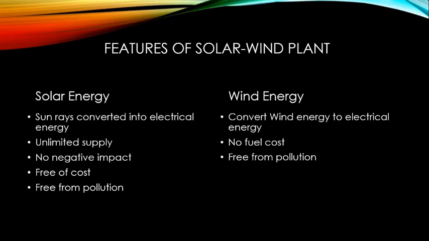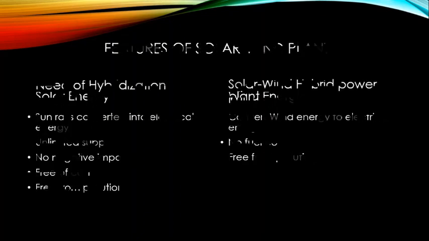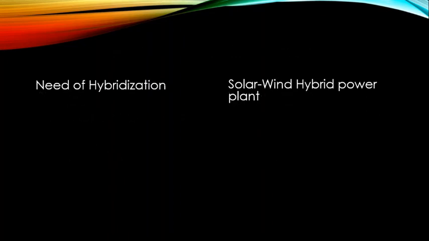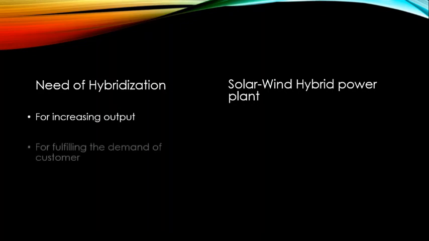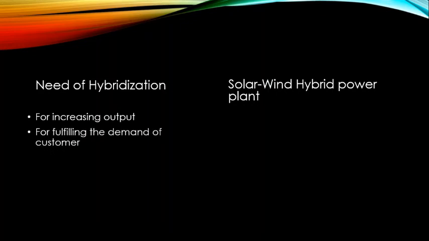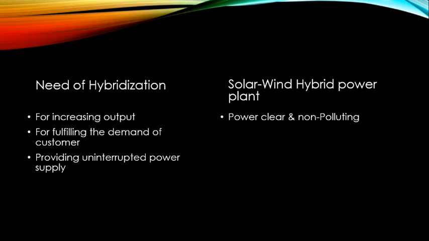Then we will see why there is need of hybridization. So first point is for increasing the output. Second point is for fulfilling the demand of customers. And third one is providing uninterrupted power supply. Then we will see the features of solar wind hybrid power plant. It is clean and non-polluting. It is complementary to each other and it has stable power supply.